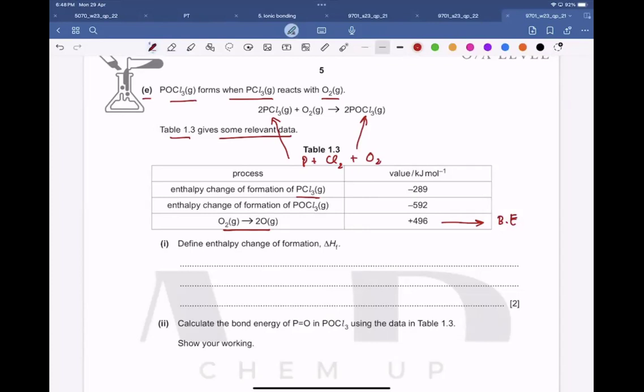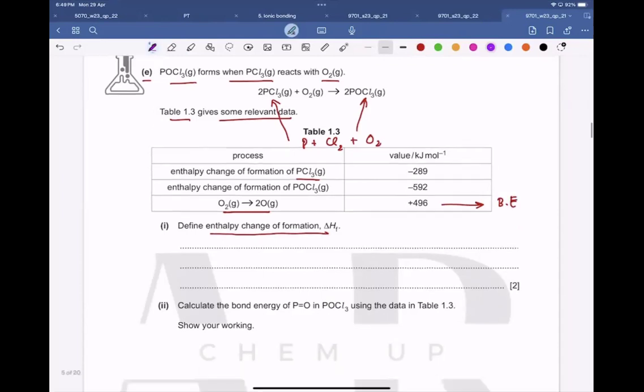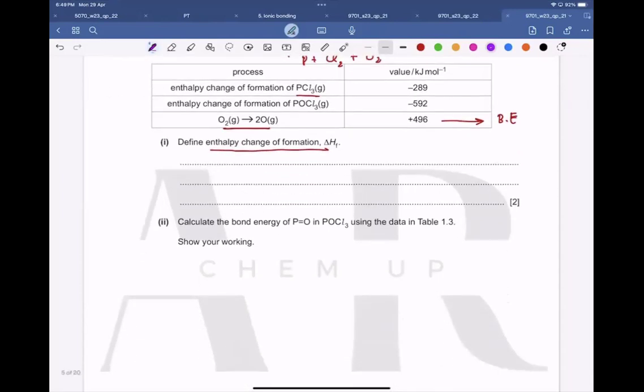Now, define the enthalpy change of formation. It is the enthalpy change when 1 mole of a compound is formed from its elements under standard conditions. They ask you just the enthalpy change of formation, so there is no need to write the standard conditions, but the elements must be in their standard states. That is important.